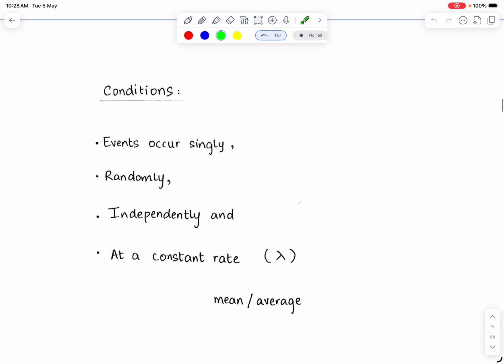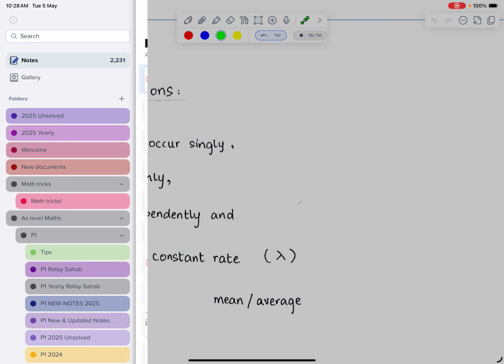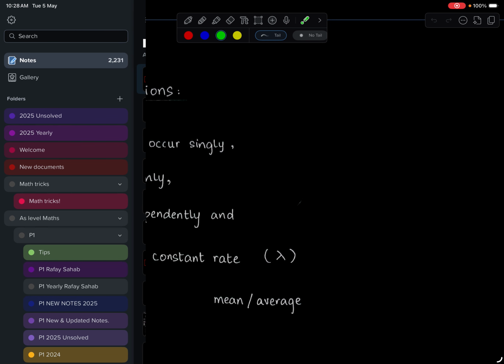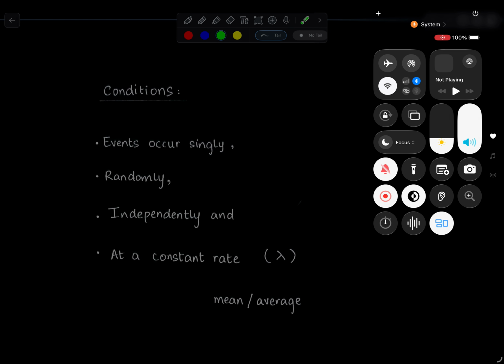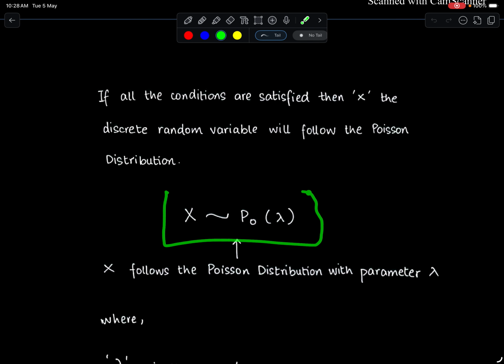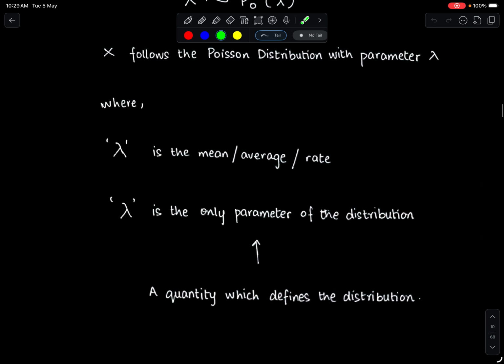The conditions of the Poisson distribution model: events occur singly, randomly, independently, and at a constant rate. This is the way to describe the Poisson distribution. X is Poisson with average lambda, mean lambda, and this is the only parameter of the distribution. Lambda is the mean, average, or rate.